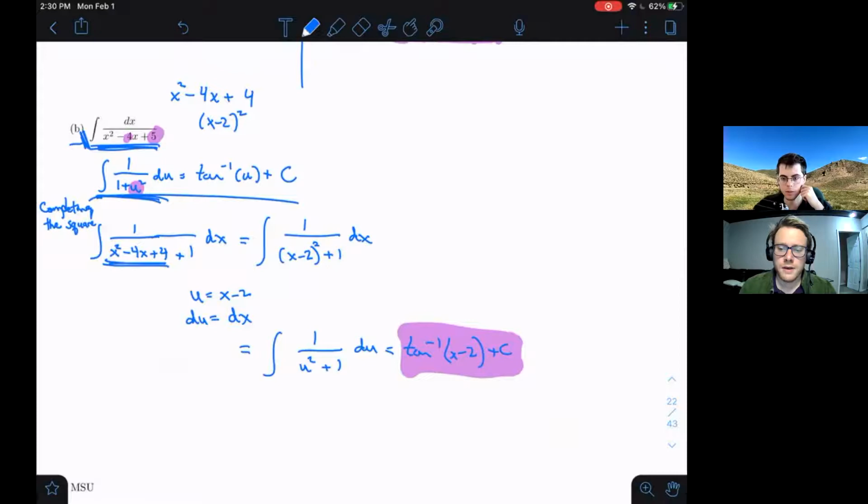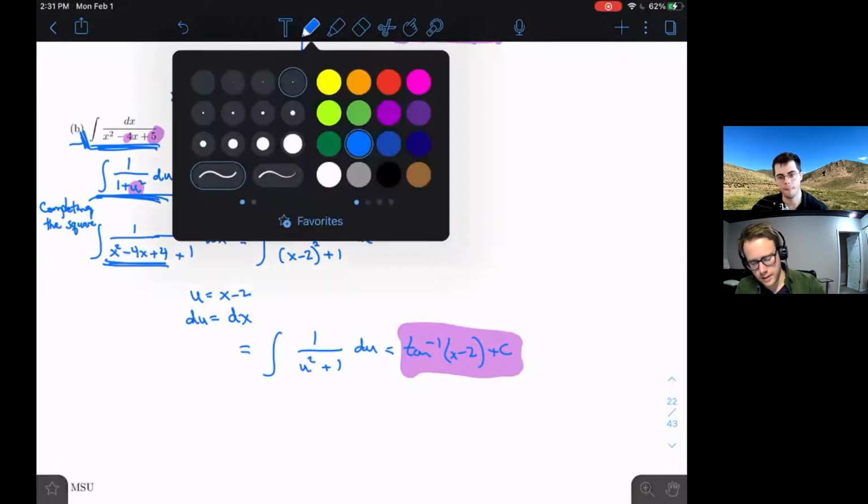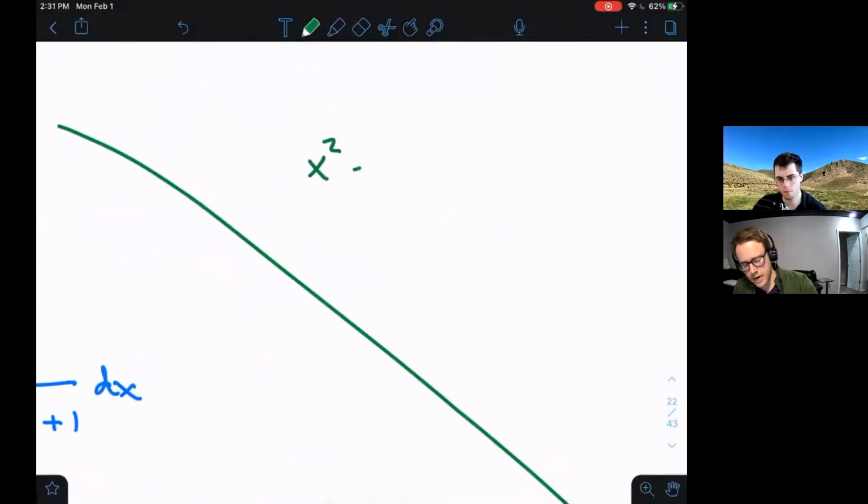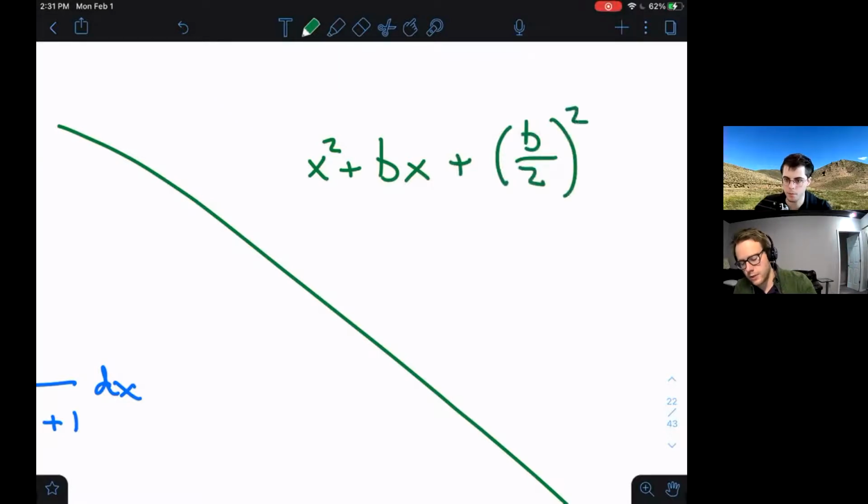So one question is if there's a general formula for completing a square. There is. If you have something like x squared plus bx, the correct thing to add to make it a perfect square is (b divided by 2) quantity squared. That's why we took our -4, divided it by 2, and squared it.